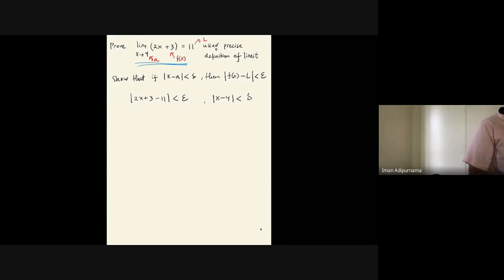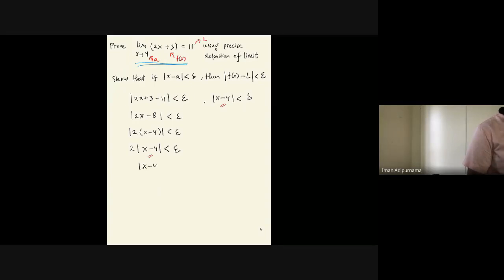So from the 2x plus 3 minus 11, we can solve 3 and 11. And from there, you know that it is x minus 4 is less than epsilon, and you kind of figure it out easily because this x minus 4, oh, actually that's the same x minus 4.